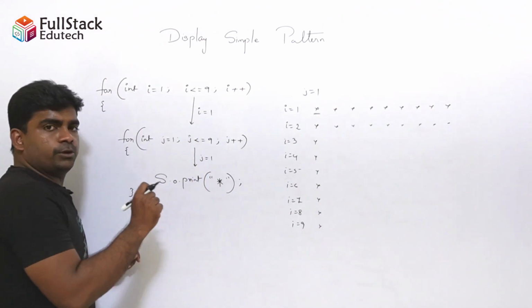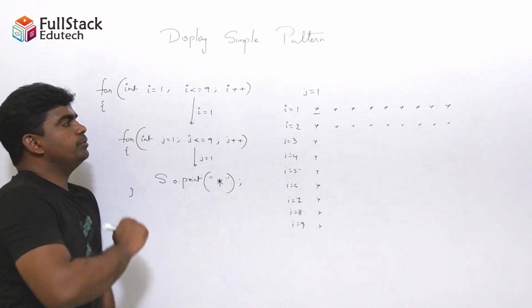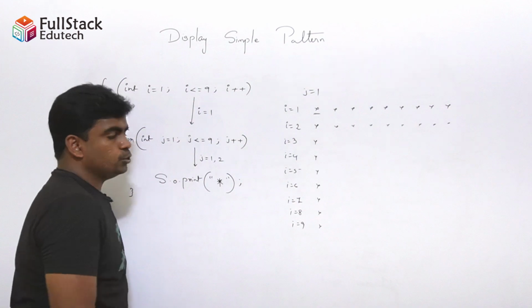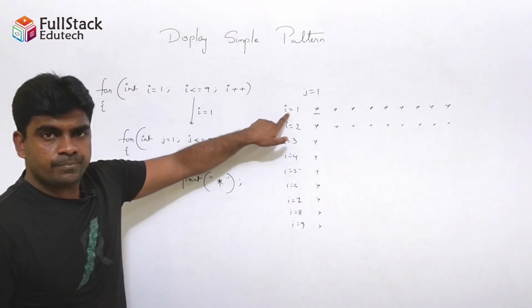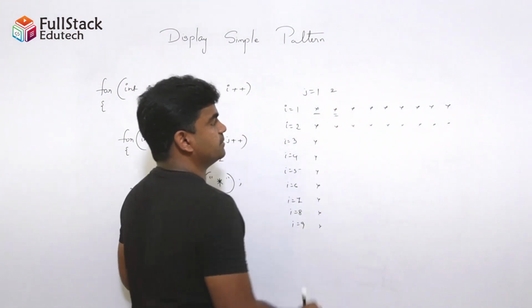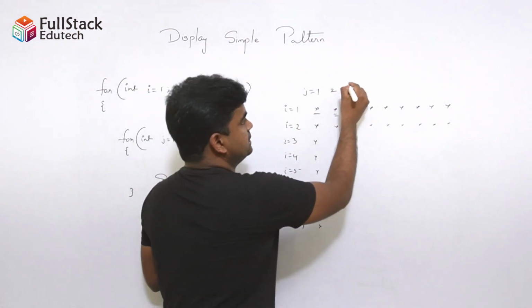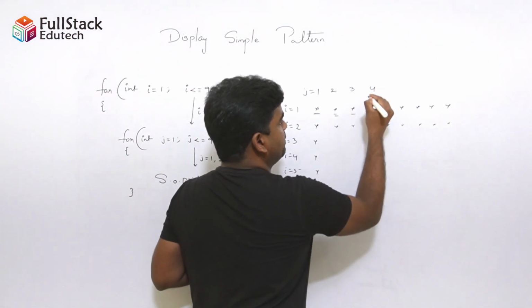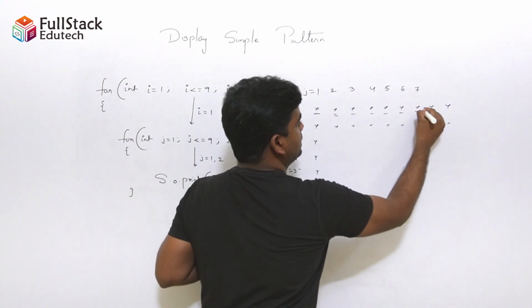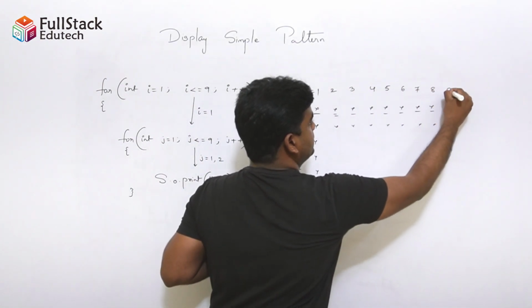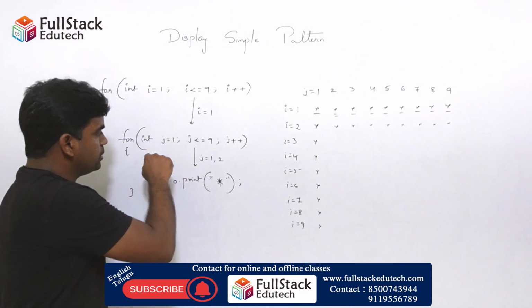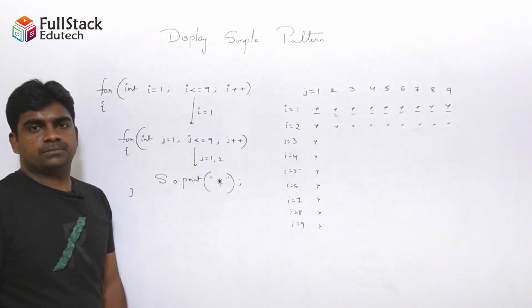Once the inner loop execution is completed, only then will the control go to the outer loop. So now in the inner loop, the j value becomes 2. See, still the i value is 1 only. This is j value 2. This star will print. Next, the loop will repeat again. j value 3, j value 4, j value 5, j value 6, j value 7, j value 8, j value 9. So a total of 9 stars will print because the inner loop repeats exactly 9 times.